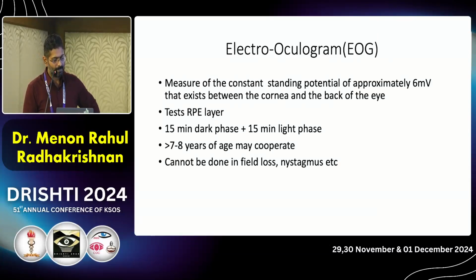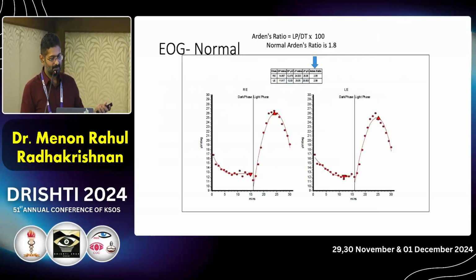I'll just take one. So this is a normal EOG. What we do is the light peak to dark trough is multiplied by 100 and we get the Arden ratio. The normal Arden ratio is around 1.8. Somewhere between 1.65 to 1.8 is subnormal and less than 1.65 is completely abnormal.